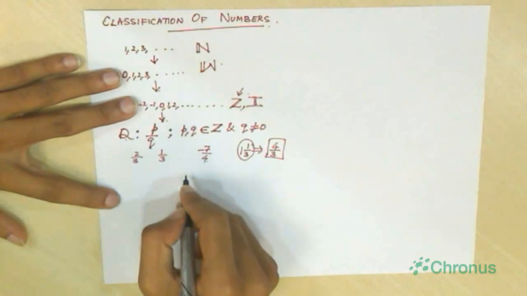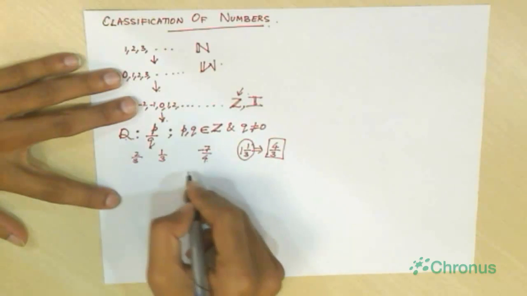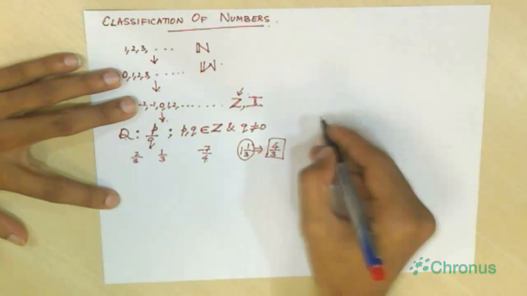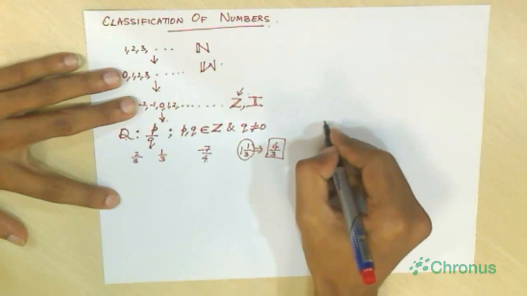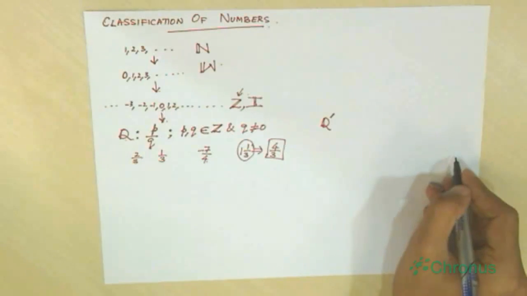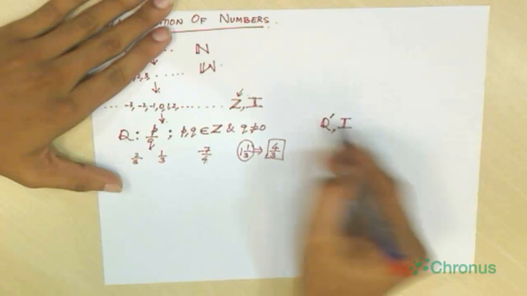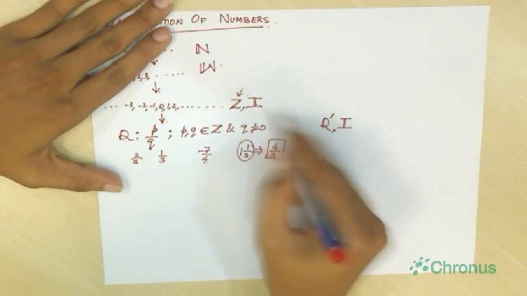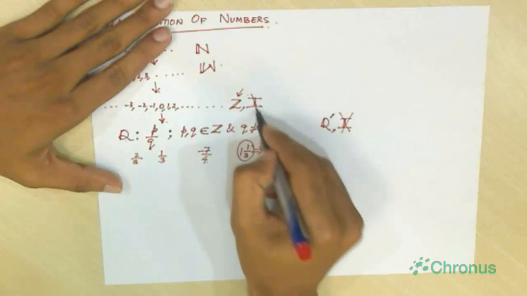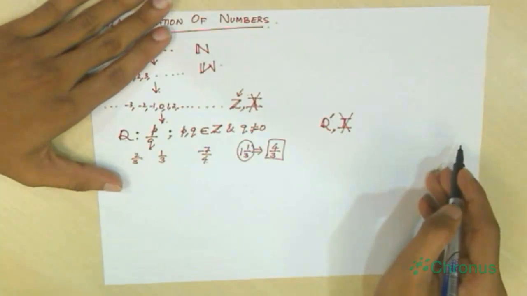And there are a few numbers which can't be expressed in the form p by q. So we have another set of numbers called irrational numbers, represented by Q dash, or a few authors also use the symbol I, and this might introduce confusion, so we won't use this symbol. So Q dash is the set of irrational numbers.